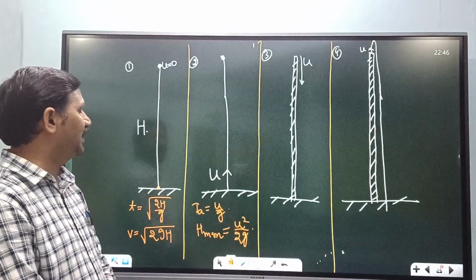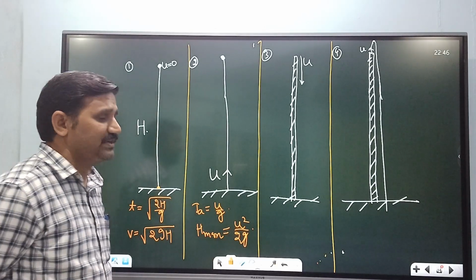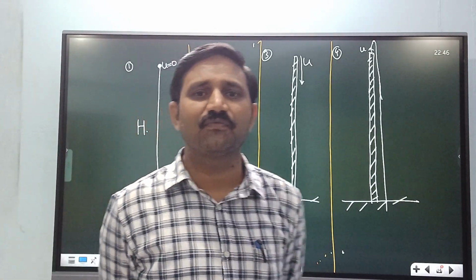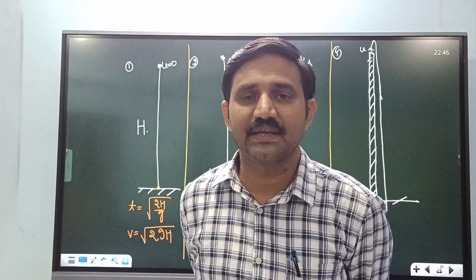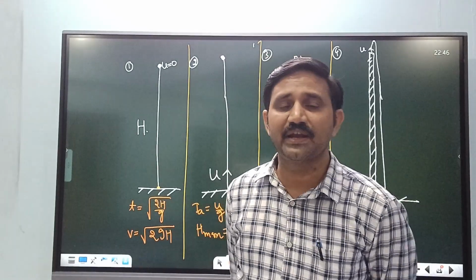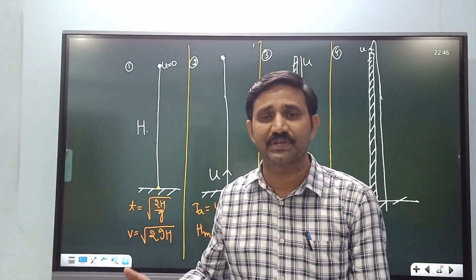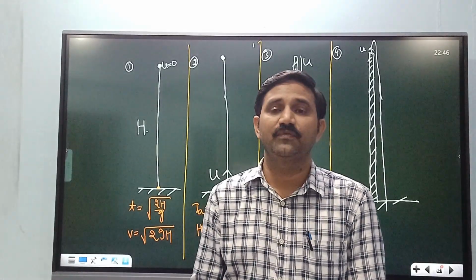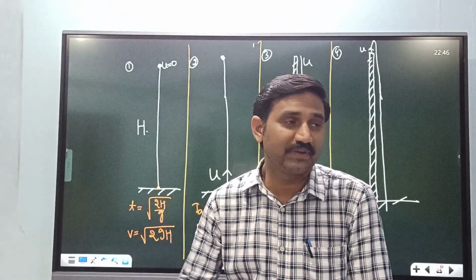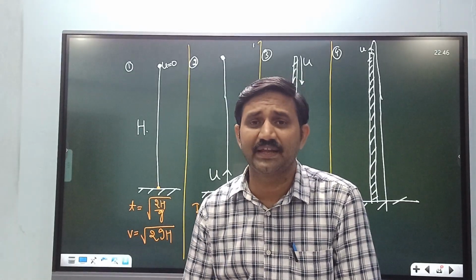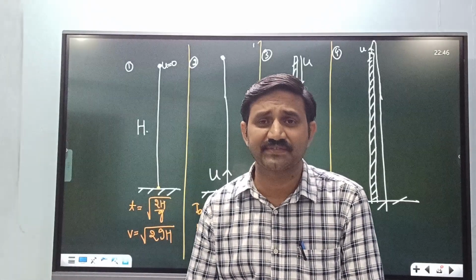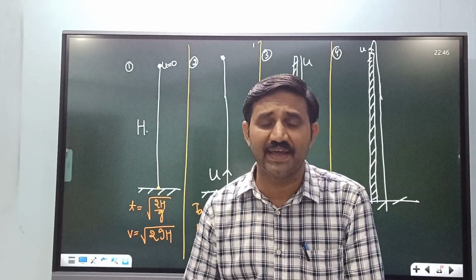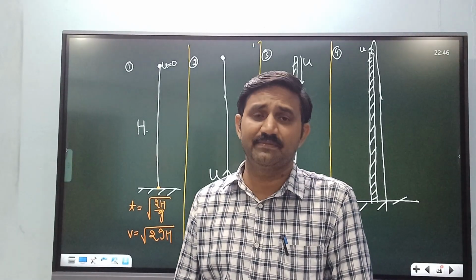So this is about our four equations of motion in the case of motion under gravity. This is our Motion in a Straight Line, chapter 1 topic. What are the four equations? V is equal to U plus at, S is equal to UT plus half at square, V square minus U square is equal to 2as, and Sn is equal to U plus A by 2 into 2n minus 1.